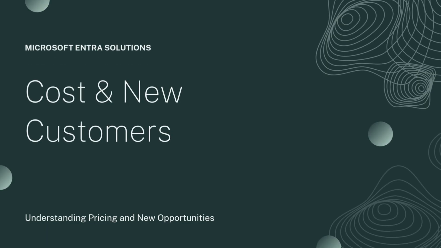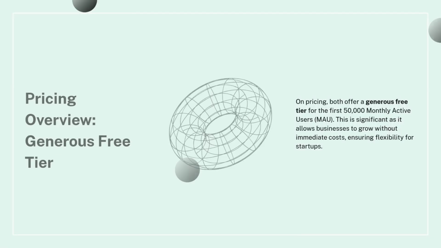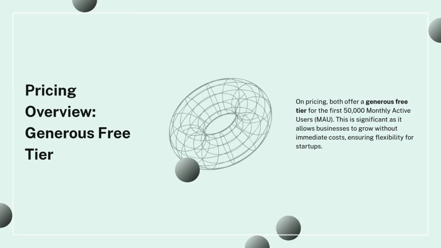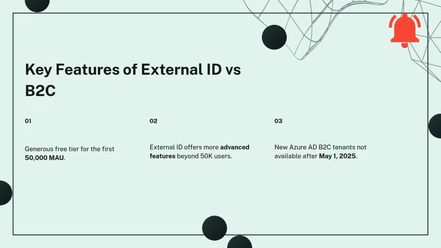Cost and new customers. Pricing-wise, it offers a generous free tier for the first 50,000 monthly active users, also called MAU. Beyond that, External ID's pricing generally aligns with B2C's premium tier, offering more advanced features. Always check Microsoft's official pricing page for the latest updates.